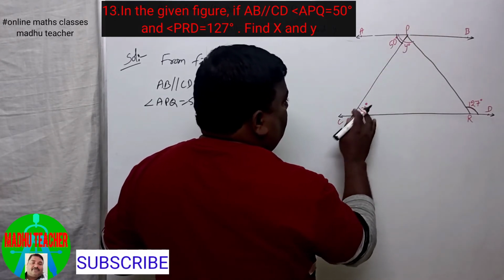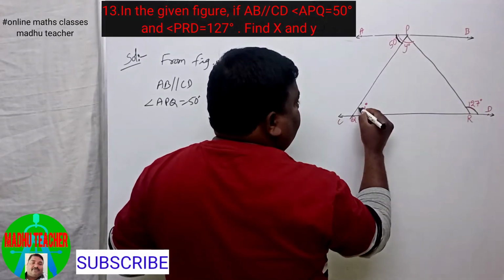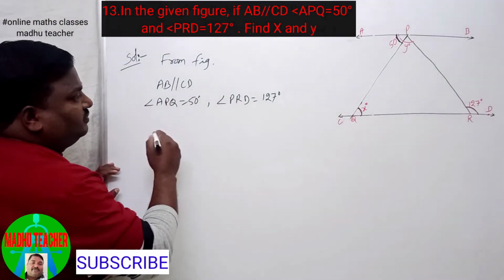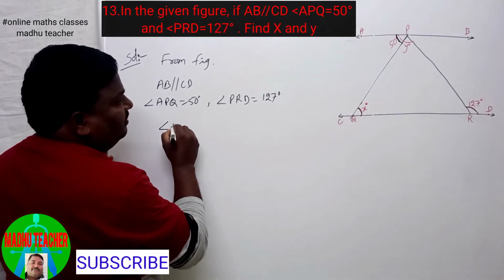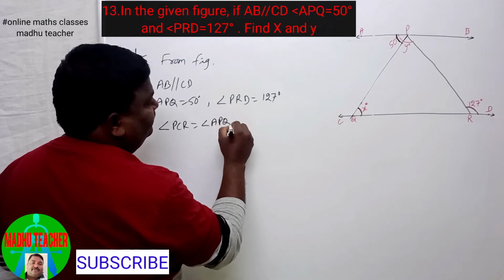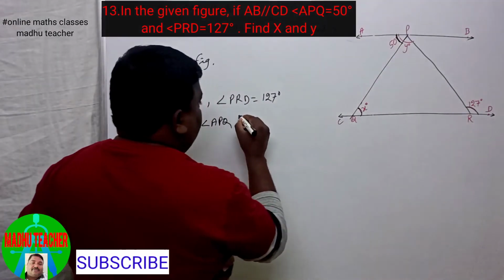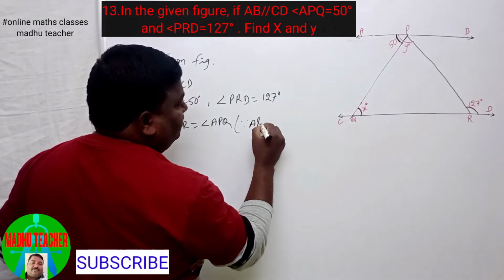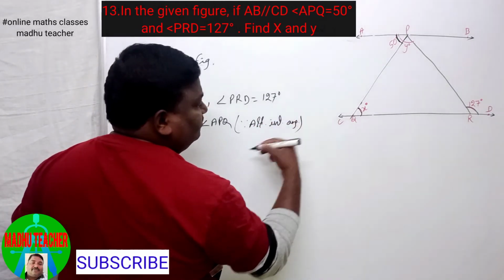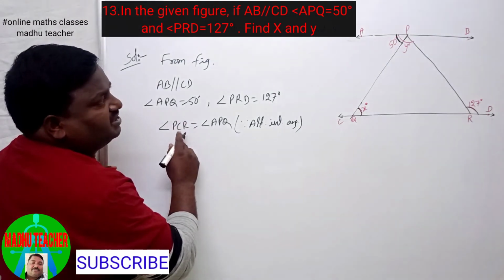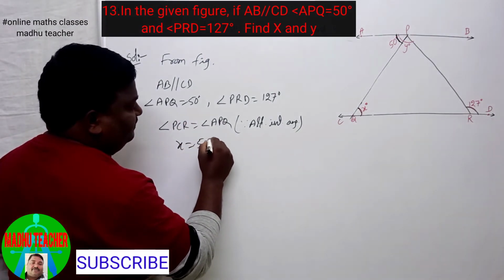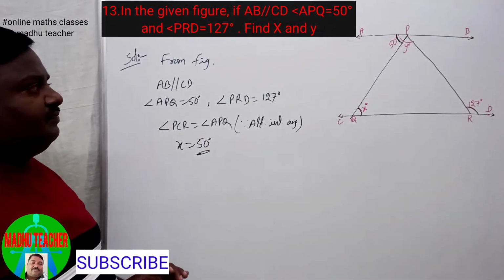So what about these two angles? These two are alternate interior angles. Therefore angle PCR equal to angle APQ. Therefore x, angle PCR, equal to APQ, 50 degrees. We got one.